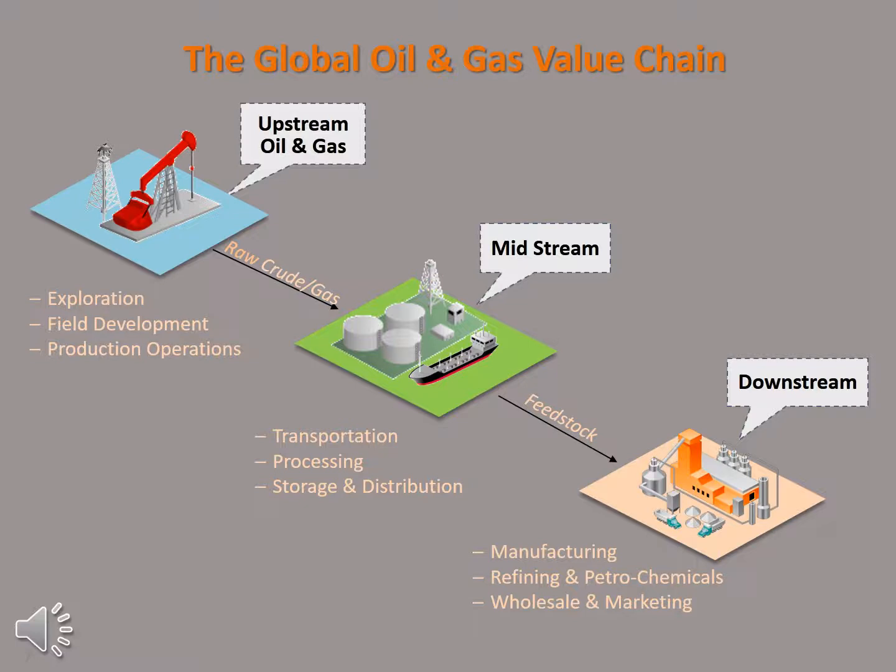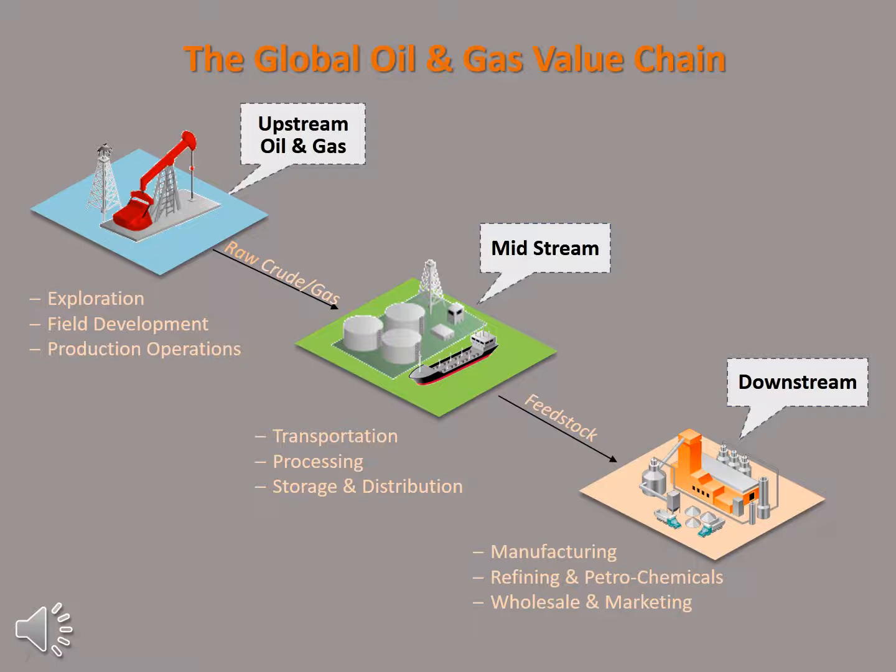As we said on the previous slide, the oil industry can be broken down into upstream, midstream, and downstream. Each sector has its own specific specialties. In the upstream, you have the exploration, the field development, and the production operation. These are the people who actually dig the oil out of the ground.